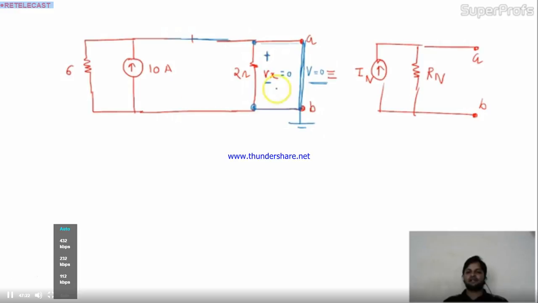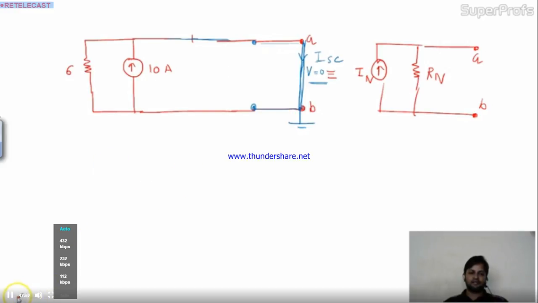Now your circuit is like this, and your task is to find out ISC. Is it okay? And I told you, if the short circuit wire comes across any resistance, that resistance will become a dead resistance. So you can remove this resistance. Nothing is here now. We have only the short circuit current.